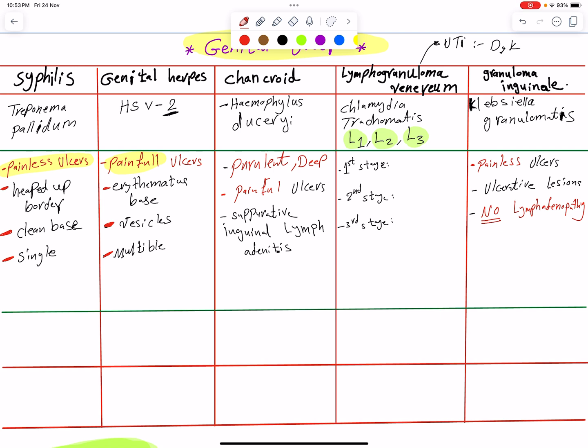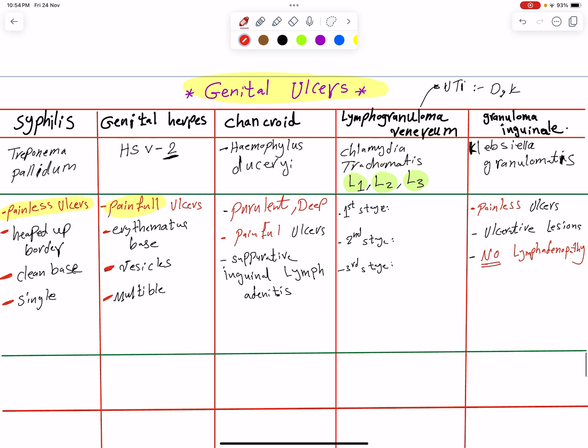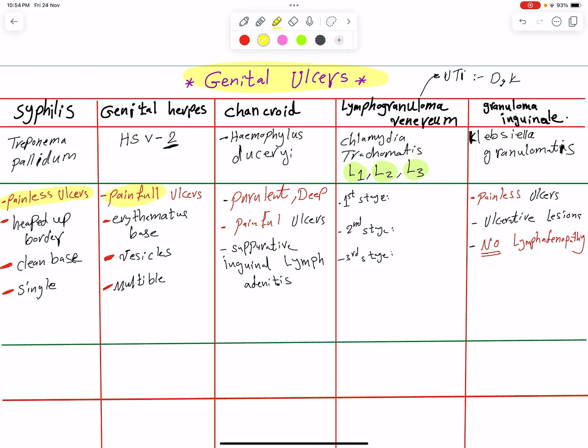Now the chancroid. As I have said, it is caused by Haemophilus ducreyi, and think of it like "junk". It causes purulent, deep, painful ulcers. So chancroid is caused by Haemophilus ducreyi, with purulent, deep, painful ulcers. In addition, the patient will have suppurative inguinal lymphadenitis, which is inflammation of the inguinal lymph nodes, because it is a junky bacterium.